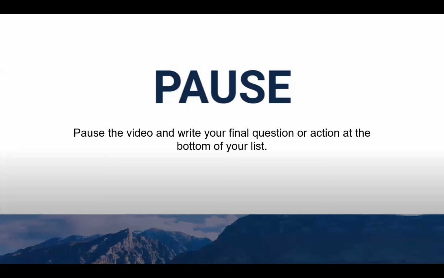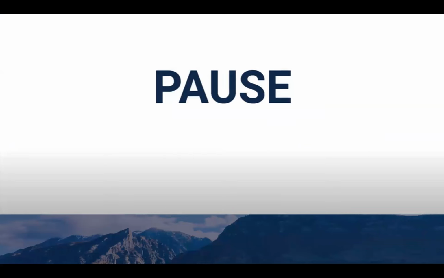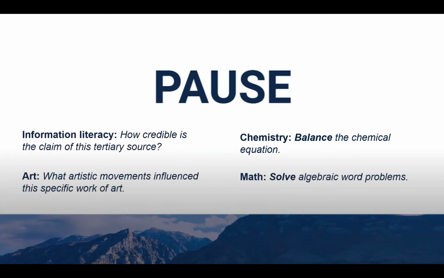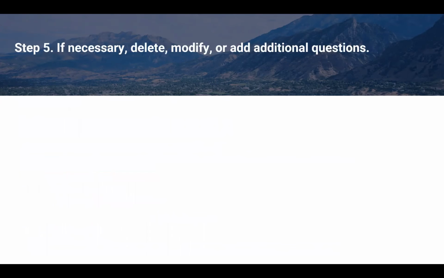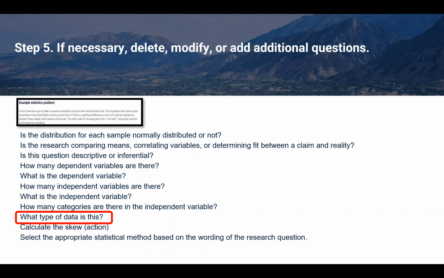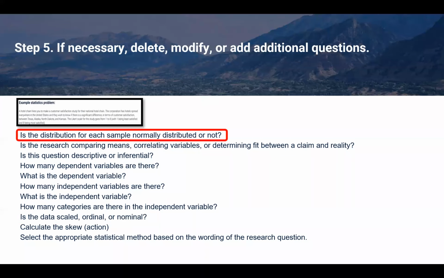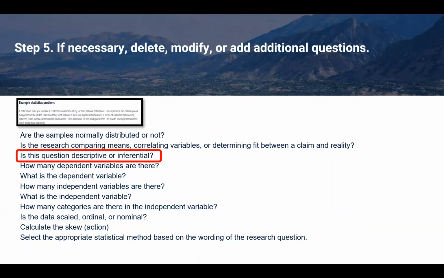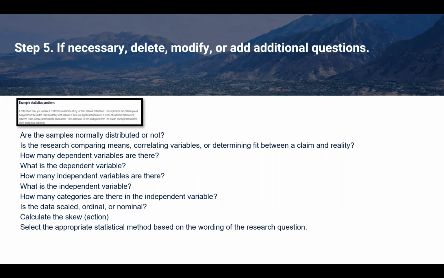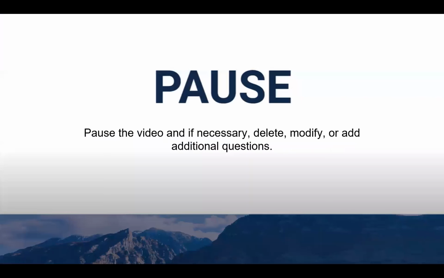Pause the video and write your final question or action at the bottom of your list. Here are some examples to look at. Step 5. If necessary, delete, modify, or add additional questions. An instructor may want to modify this question or this question. They may want to delete this question or add this question. Pause the video and if necessary, delete, modify, or add additional questions.